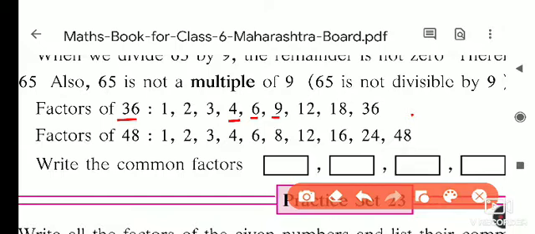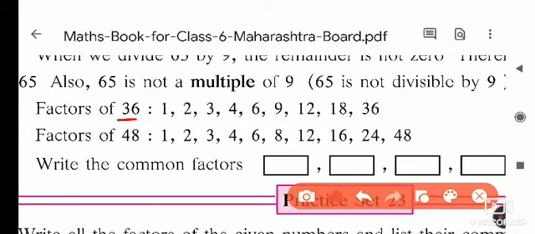Now 12 ones are 12, 12 twos are 24, and 12 threes are 36. So 12 is also a factor of 36. Then in the tables of 13, 14, 15, 16, 17, 36 is not present, but 18 ones are 18 and 18 twos are 36. And 36 is a factor of 36 itself, because every number is a factor of itself.